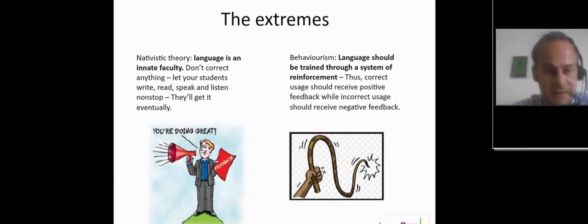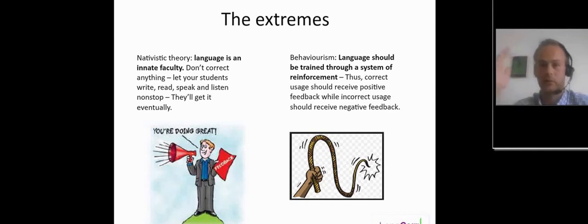I'm going to show you the extremes here. First of all, we've got the nativistic theory. This is Chomsky, where language is sort of built into people from scratch, an innate faculty. So we shouldn't really correct anything. Just make sure that everybody speaks, writes, listens, reads a lot. And the more they do it, the more they'll learn, which is definitely true, but I don't think it's enough. We don't believe that it's enough. So the teacher should be this facilitator, making sure that it happens. And this is illustrated by this little guy here saying, you're doing great.